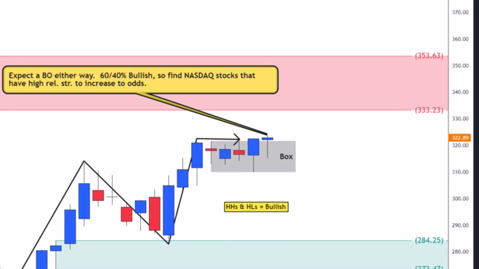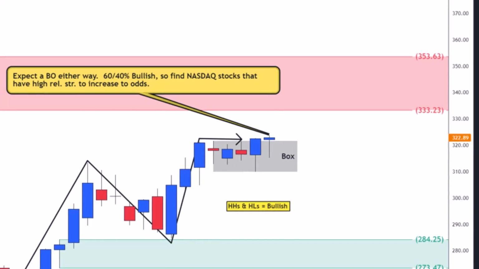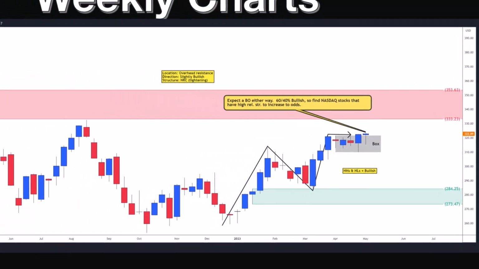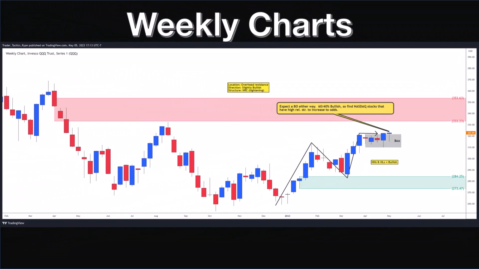There's two things that the markets do. It contracts or it expands. One of those two things is happening at any given moment. And if it's not one, it's the other. So right now we've had this contraction going on for several weeks. So we are expecting a breakout either way, but really more to the upside. So I put on there 60-40 bullish, meaning probably more of a 60% chance it's bullish rather than bearish. So find NASDAQ stocks that have high relative strength to increase the odds.